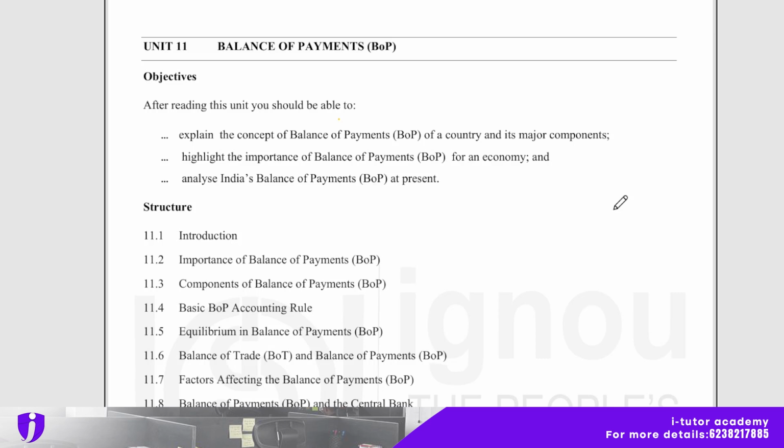In today's session, we will start with Unit 11, that is Balance of Payment, MMPC-003. So let's begin with the objectives of this chapter. After reading this unit, you should be able to explain the concept of balance of payment of a country and its major components, highlight the importance of balance of payment for an economy, and analyze India's balance of payment at present.